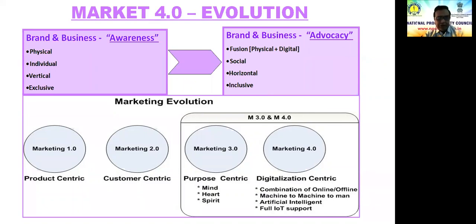From individual to social, from vertical to horizontal, from exclusive to inclusive. I'm not going to take much time on discussing all these things. We will touch these points in the course of our next discussion on the next slides. So market evolution: marketing 1.0 was product-centric, marketing 2.0 customer-centric, marketing 3.0 purpose-centric, marketing 4.0 digitalization-centric, digital convergence-centric.